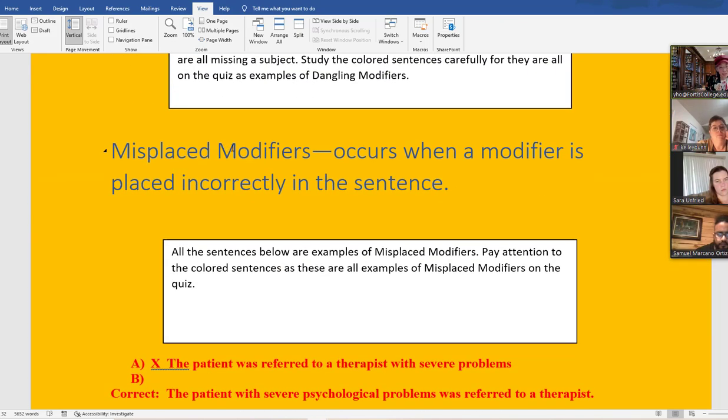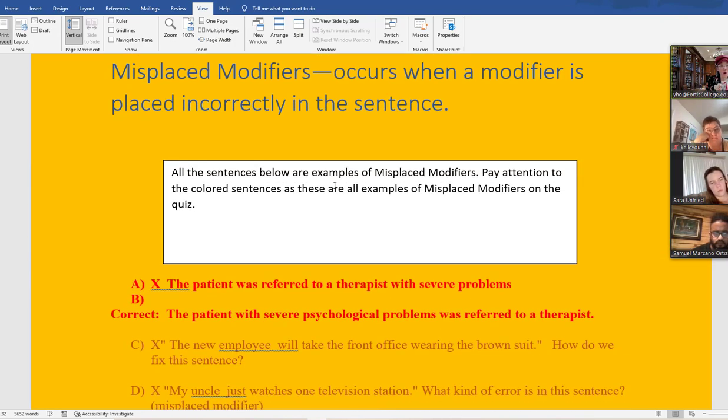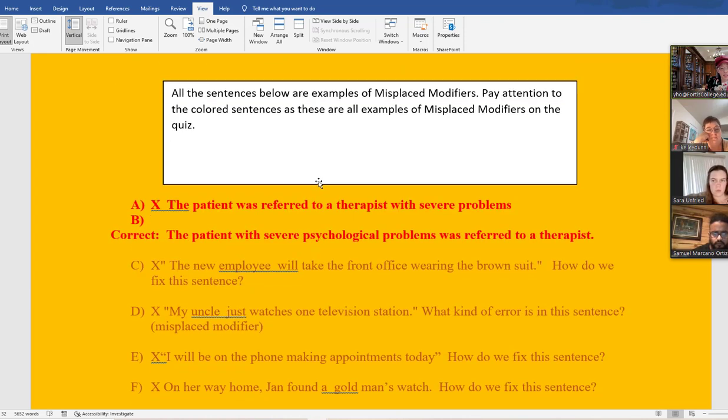Whereas a misplaced modifier occurs when a modifier is placed incorrectly in the sentence. Here the modifier is simply missing. And here the modifier is already in the sentence, just needs to be placed correctly. So I'll give you an example. The patient was referred to a therapist with severe problems. So are you going to take your patient to a crazy therapist? Hopefully not. Yeah, so here you have therapist with severe problems is the adjective phrase.